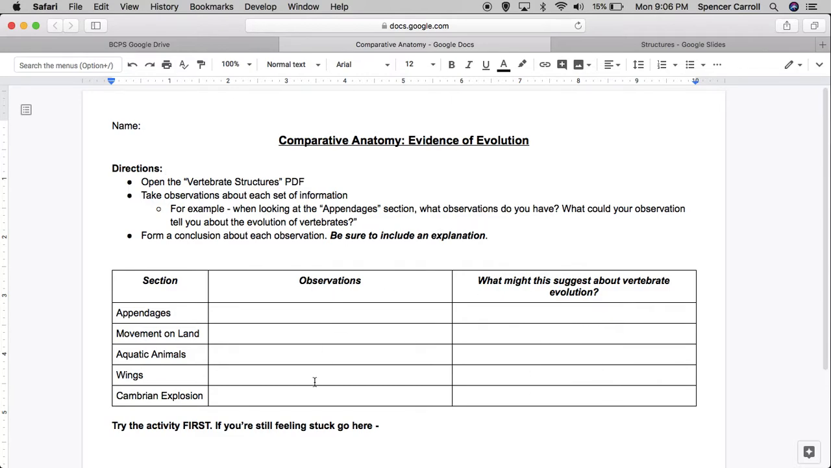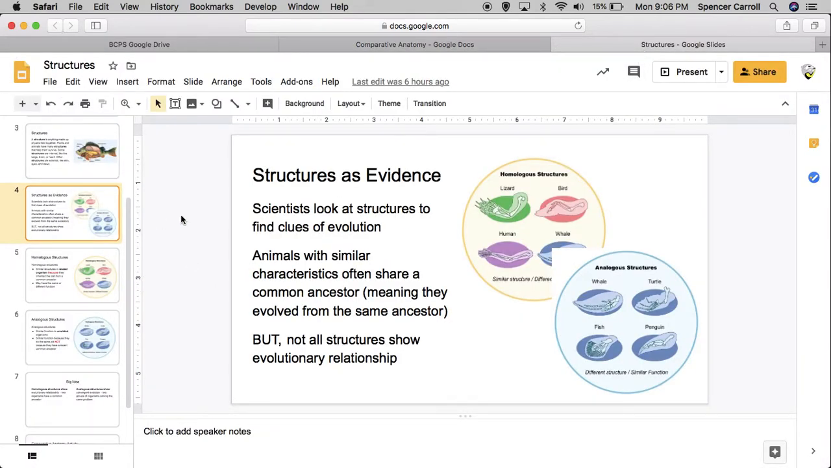Now, before we dive into this too much, it is important that you've taken the time to really understand the notes on this section. So I jump forward a little bit in the slides, but here's the big ideas. Structures, or the parts of an animal, can be evidence. And in fact, scientists look at structures for clues of evolution. Animals with similar characteristics often share a common ancestor. So if I see 2 things with fins, it's probably because they got those fins from an ancestor. Or if an animal's lungs or heart are shaped in the same sort of way, it's probably because their ancestor had that heart. However, not all structures show evolutionary relationship.